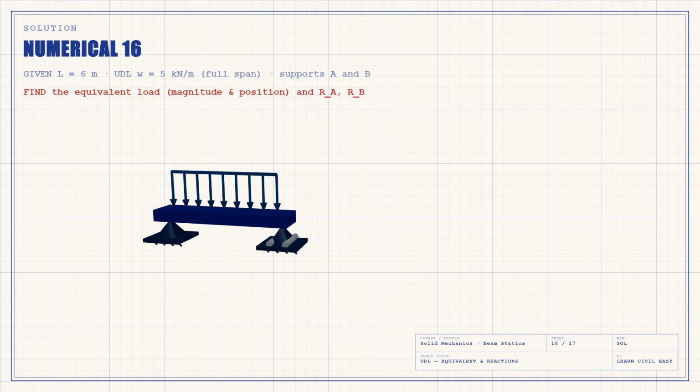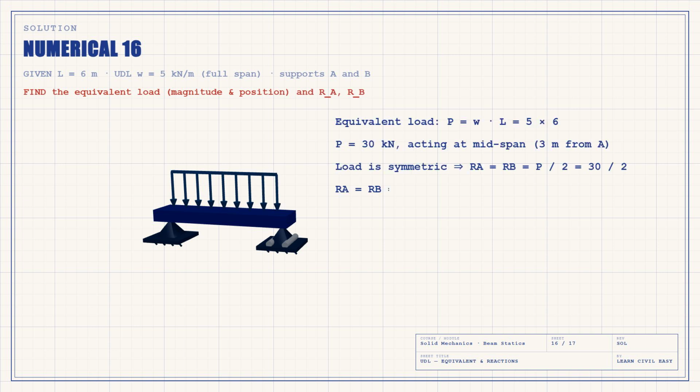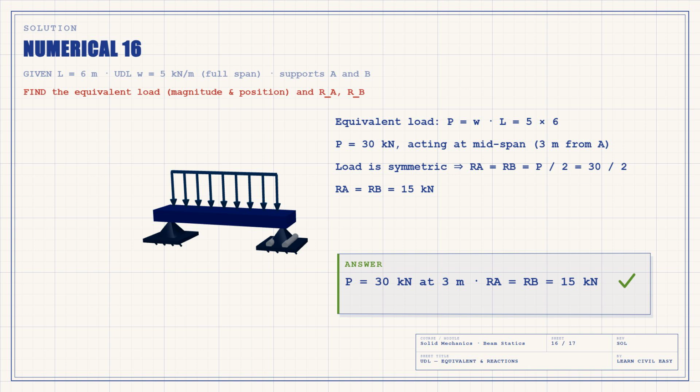Numerical 16. A 6-meter beam carries a UDL of 5 kilonewtons per meter. The equivalent load is W times L, 5 times 6, which is 30 kilonewtons, acting at midspan 3 meters from A. And because the load is symmetric, each reaction is half of 30. So RA and RB are both 15 kilonewtons.